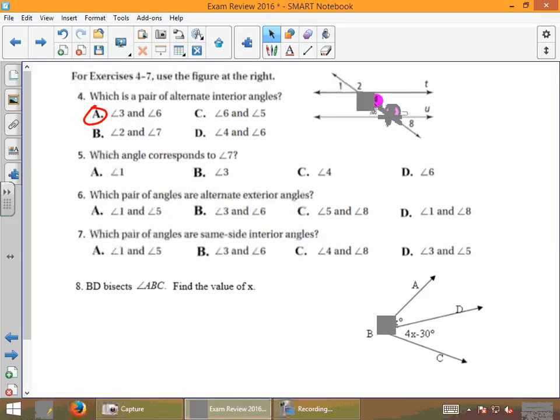Corresponding to 7. All right. So think what corresponding means. We're looking at 7. What angle corresponds? Think what correspond sounds like. Which one would it be? Thinking. And Kat, what do you say? 6. She says 6 right there. All right. Those are corresponding angles. Are those corresponding angles?